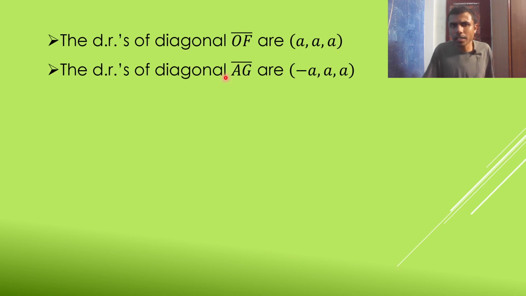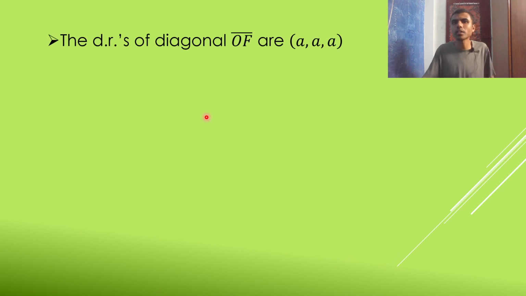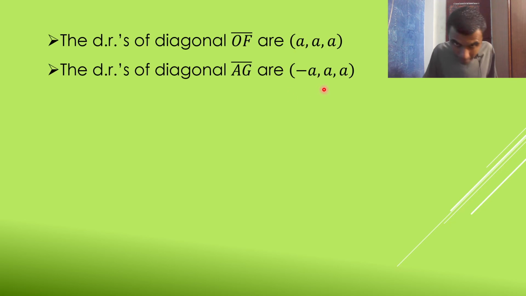Now the DRs of diagonal AG. G is (0, a, a) and A is (a, 0, 0). So for AG, first will be the coordinates of G minus the coordinates of A: 0 minus a, a minus 0, a minus 0. So 0 minus a is minus a, so minus a, a, a. Fine. Now I know the DRs.